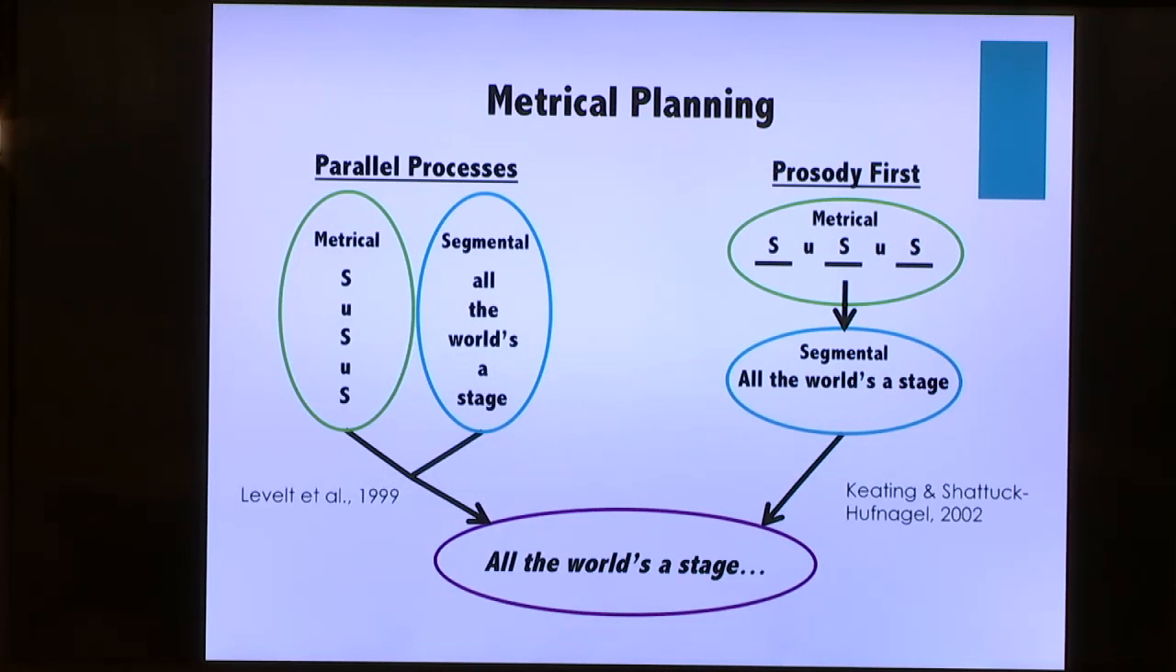I also want to point out that there are other models for how meter can be planned. I just talked about the parallel processes model on the left. But there's also a prosody first account on the right. This says that there's a metrical framework that is planned first, and then segments are distributed within that frame. But it's important to note that in both of these models, metrical and segmental spellout happen as distinct, unique processes.